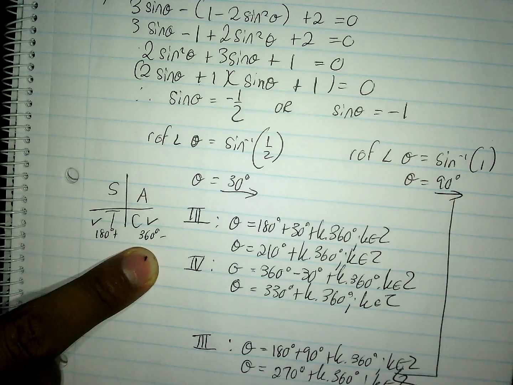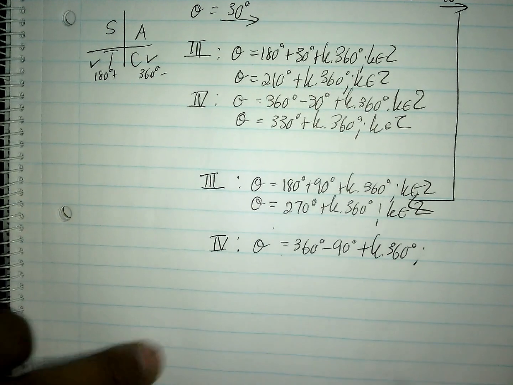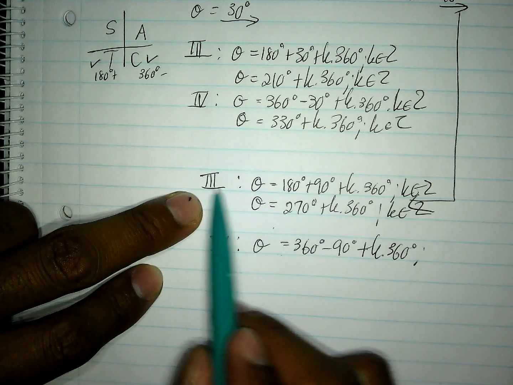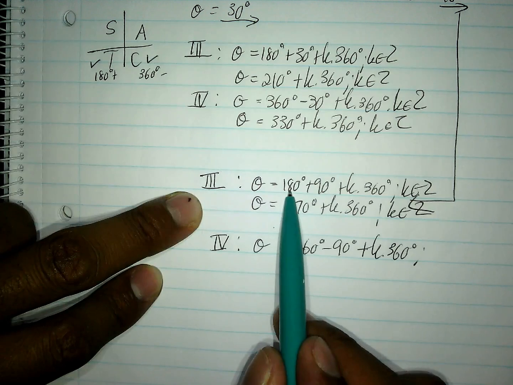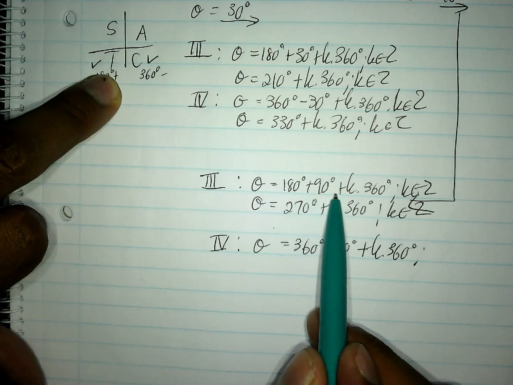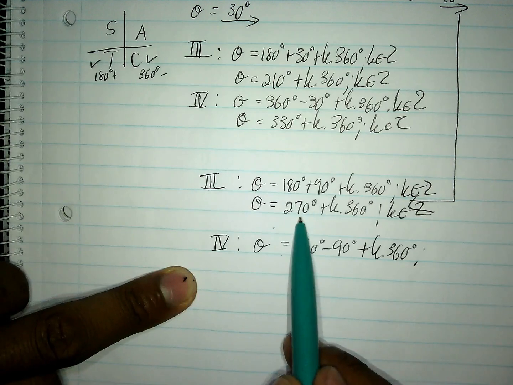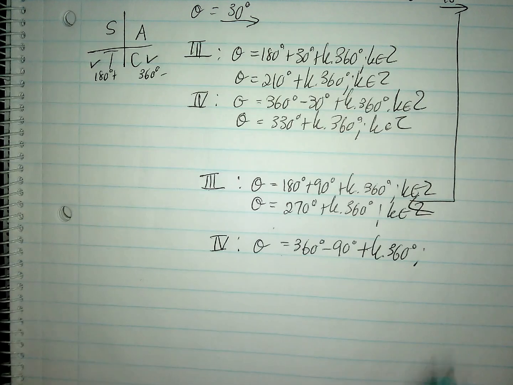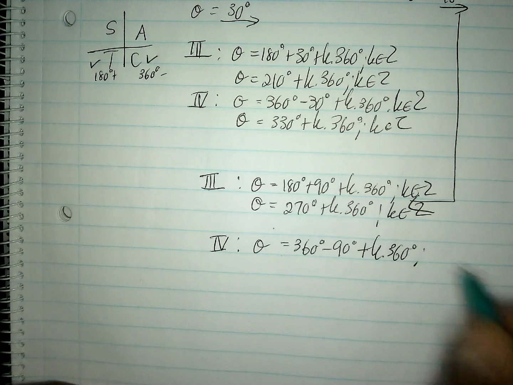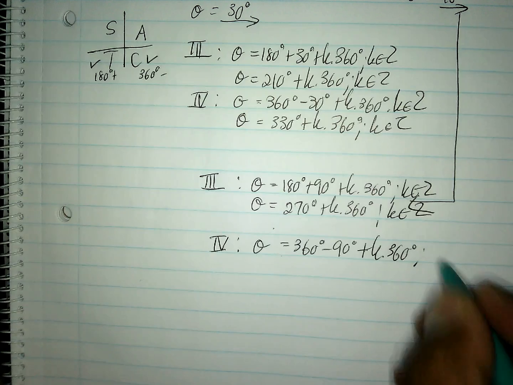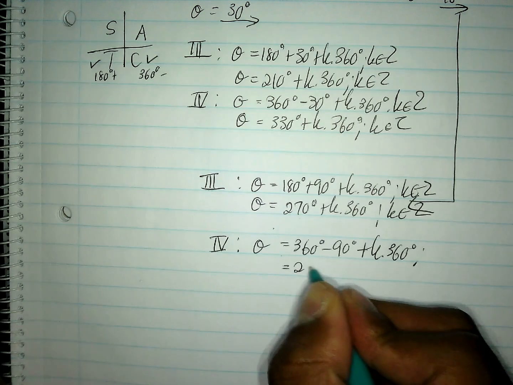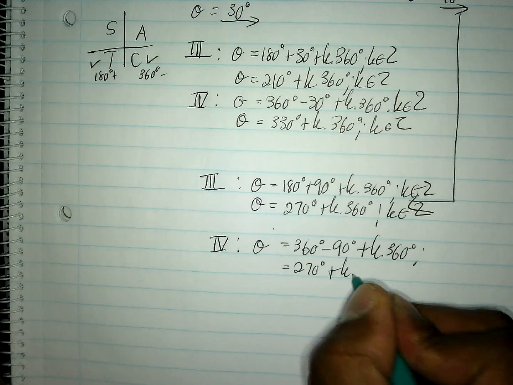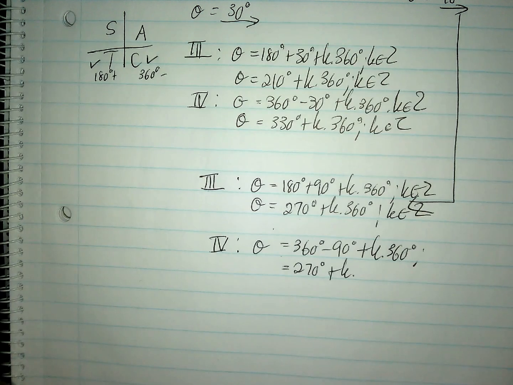Oh my goodness, sorry. So this one was for sine 1: it's 180 plus the ref angle, 180 plus 90 is 270. Then going to the fourth quadrant, it's 360 minus 90, which gives you 270 plus k 360.